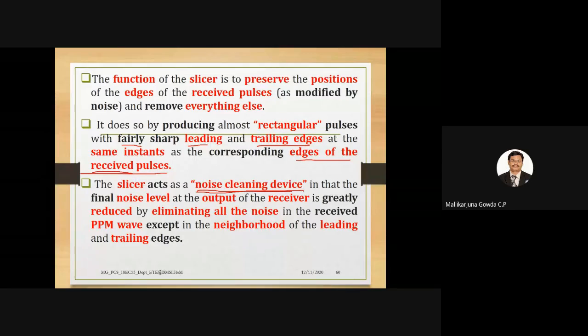The final noise level at the output of the receiver is greatly reduced by eliminating all the noise in the received PPM wave except in the neighborhood of the leading and trailing edges. The slicer produces a rectangular pulse with sharp leading and trailing edges at the same instants of time as the received PPM wave, so it cleans the noise. Near the leading or trailing edge there will be some noise, as usual, but exactly at the leading and trailing edges, any noise will be eliminated by the slicer.